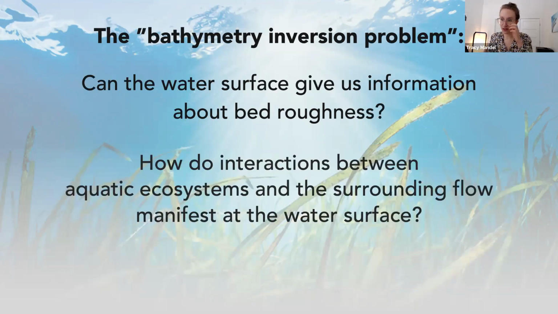To narrow this down, I looked at how interactions between aquatic ecosystems and the surrounding flow show up at the water surface. Before I could go out into the field and take measurements of the water surface to try to pick out that there's a seagrass bed here and it's much smaller than it was last winter, or how healthy these seagrass beds are, we first need to look at this question in a controlled laboratory setting.